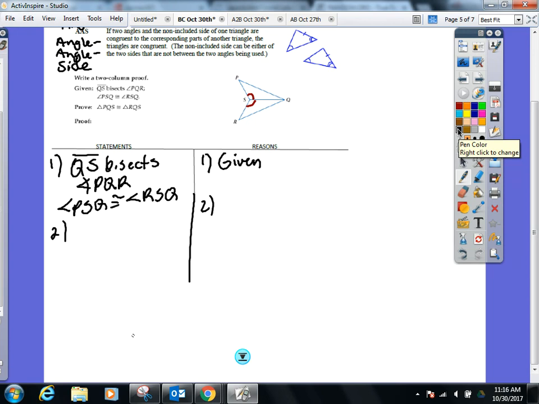And I still cringe every time I see bisects because I'm wondering if we picked this up yet.